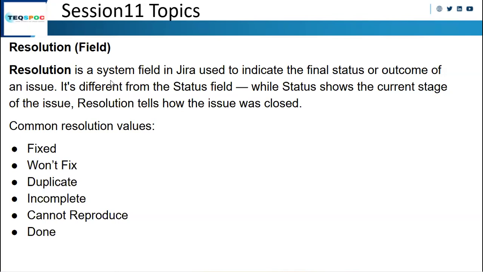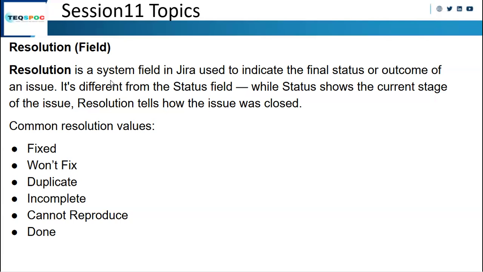Basically, a resolution is a system field in Jira used to indicate the final status or outcome of an issue. We know there are different status types: to do, in progress, done. So what does resolution do? If you want to move from in progress to done, resolution will create one more screen.